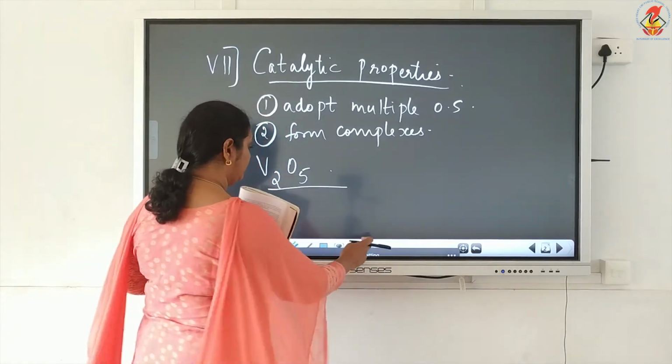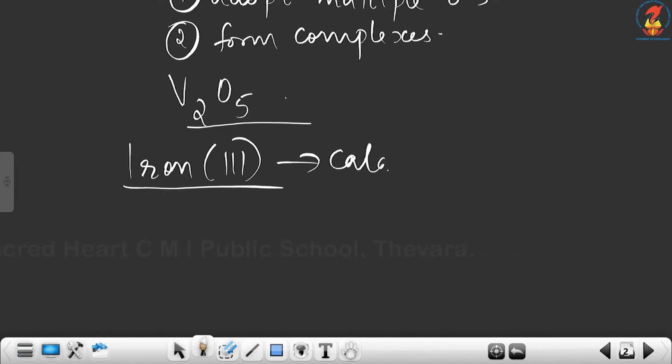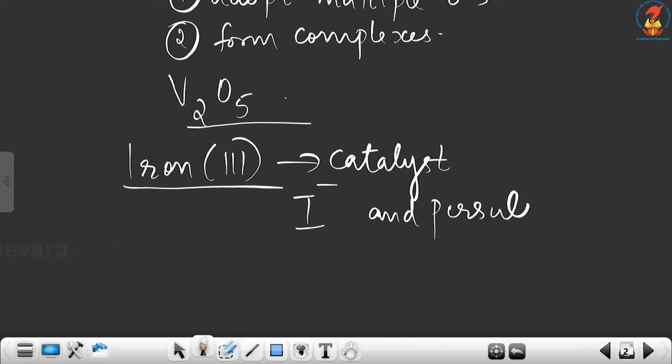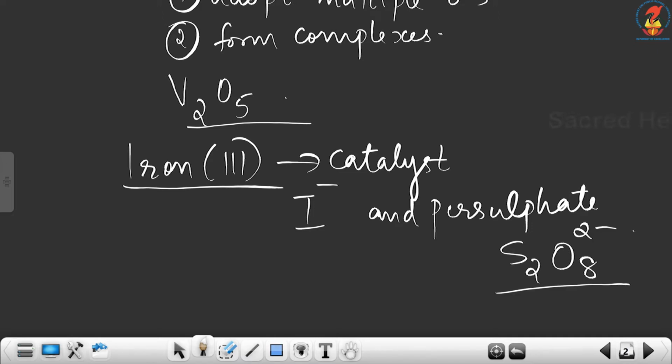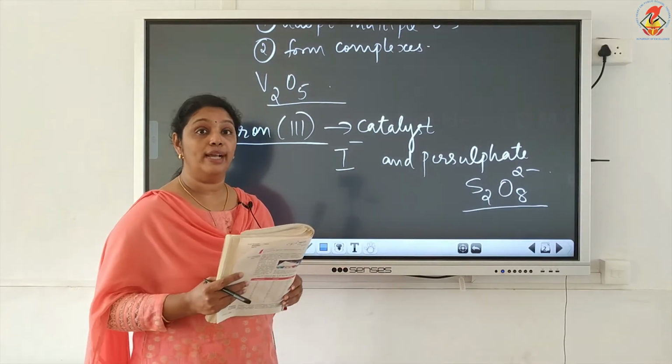Now we have an example to study. Iron 3, meaning iron in the 3+ oxidation state, is used as a catalyst. It helps in the reaction between iodide ion, I-, and persulfate ion. The persulfate ion formula is S2O8 2-.